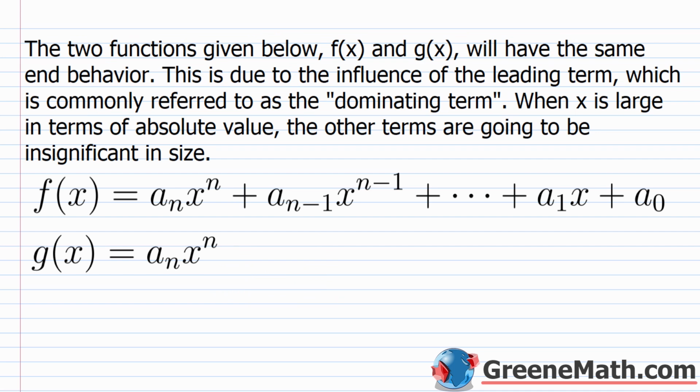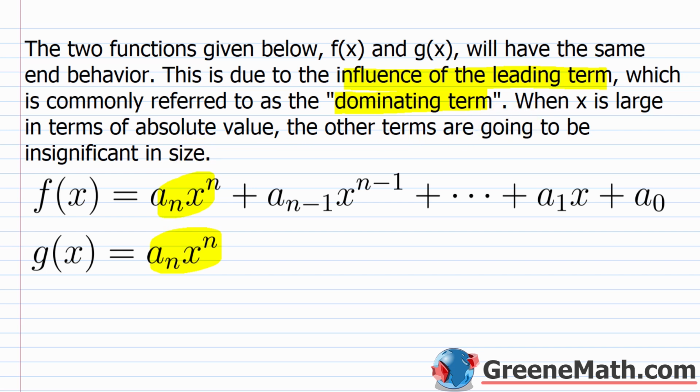The two functions given below, f of x and g of x, will have the same end behavior. This is due to the influence of the leading term. So this guy right here is exactly the same as this guy right here. Which is commonly referred to as the dominating term when x is large in terms of absolute value. So that means approaching positive infinity or approaching negative infinity. The other terms are going to be insignificant in size.